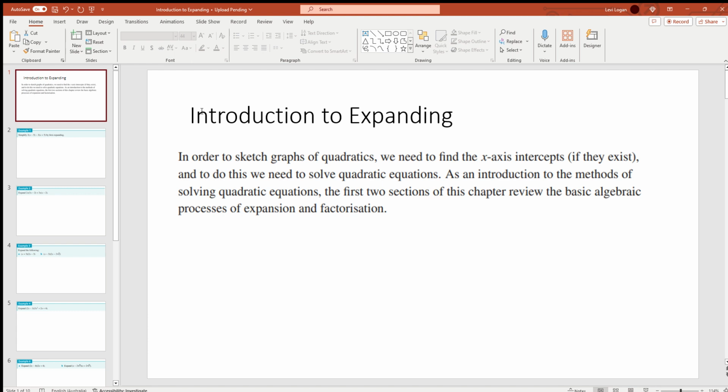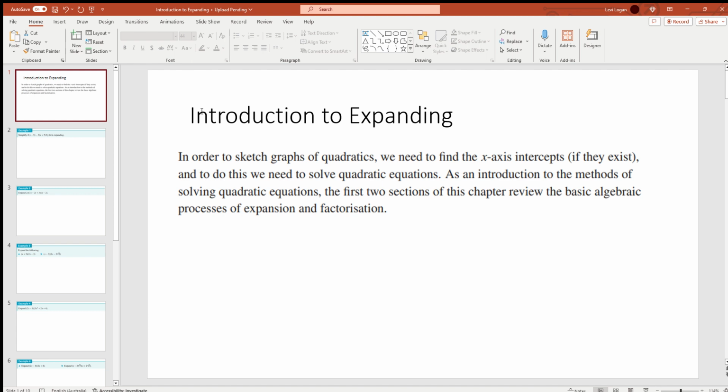In today's video we're going to be looking at the introduction into expanding algebraic expressions. This is kind of like a pre-topic you need before you can start using quadratic stuff. So I thought I'd make a video on it and go through some basic questions. Let's read the little blurb they have here.